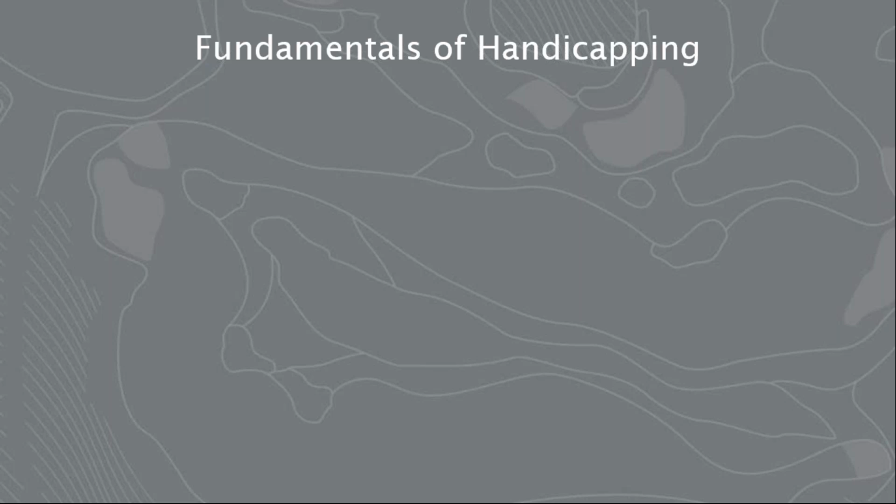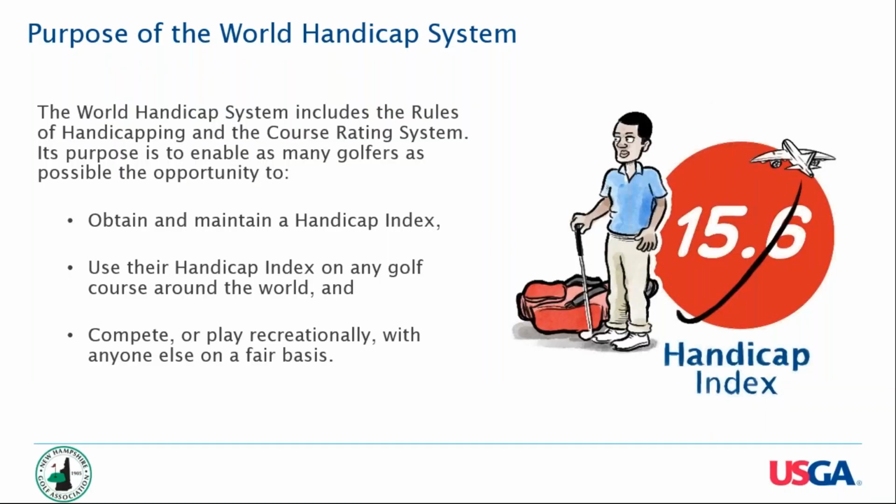So, the fundamentals of handicapping. The World Handicap System includes the rules of handicapping and the course rating system. Its purpose is to enable as many golfers as possible the opportunity to obtain and maintain a handicap index, use their handicap index on any golf course around the world, and compete or play recreationally with anyone on a fair basis.